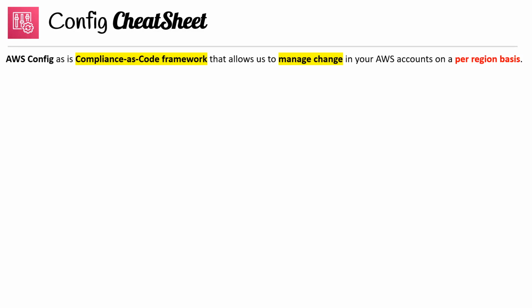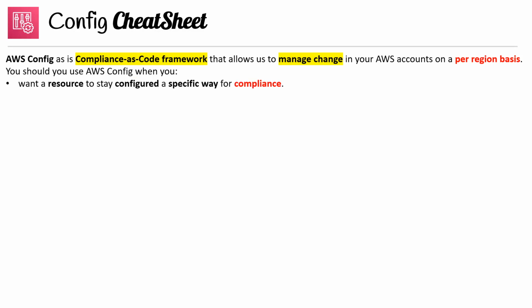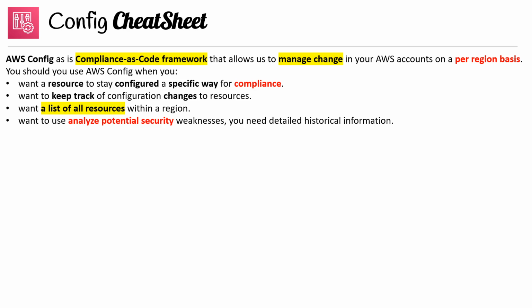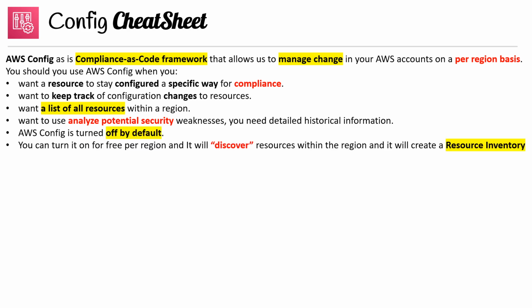So Config is a compliance as code framework that allows you to manage change in your AWS account on a per region basis. You should use AWS Config when you want a resource to stay configured a specific way for compliance, want to keep track of configuration changes to resources, want a list of all the resources within a region, want to analyze potential security weaknesses, or you need detailed historical information. AWS Config is turned off by default. You can turn it on for free per region, and it will discover resources within that region and create a resource inventory. A resource inventory is a list of all running AWS services and resources running in the region.